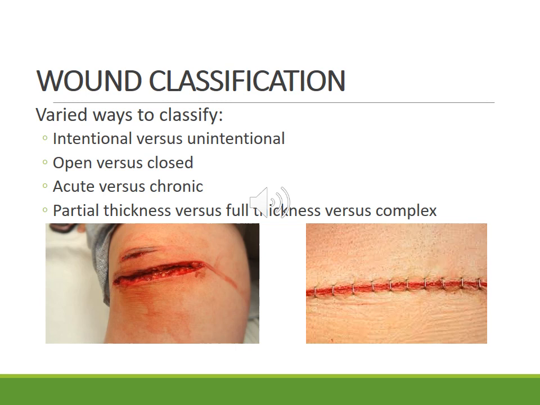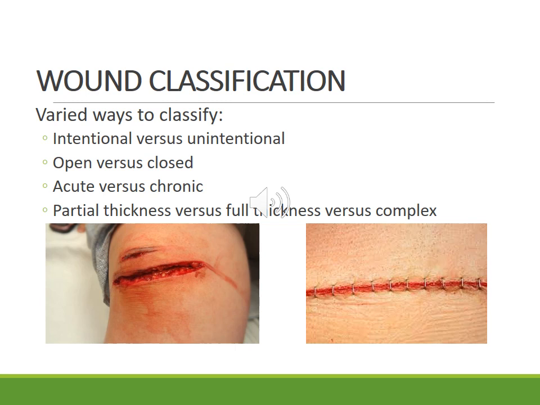So when we think about wounds, we have various ways we can classify wounds. Some of these include intentional versus unintentional. We can classify them by open versus closed, acute versus chronic wound. And when we get into pressure ulcers, we can start to talk about partial thickness versus full thickness versus a very complex wound. So there's multiple ways.